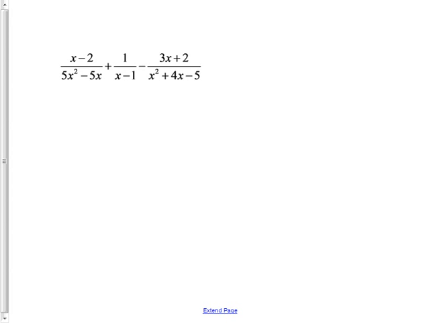Now I'm going to give you a hint. You want to factor everything that can be factored. Like this you can't factor. This you can't factor. That you can't factor. But you could factor this and you could factor that.